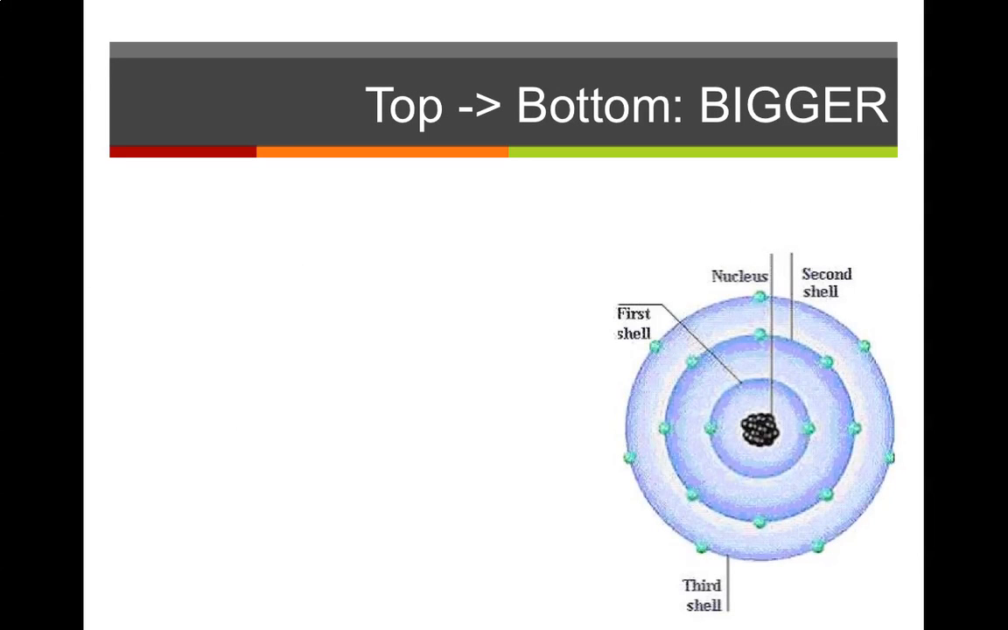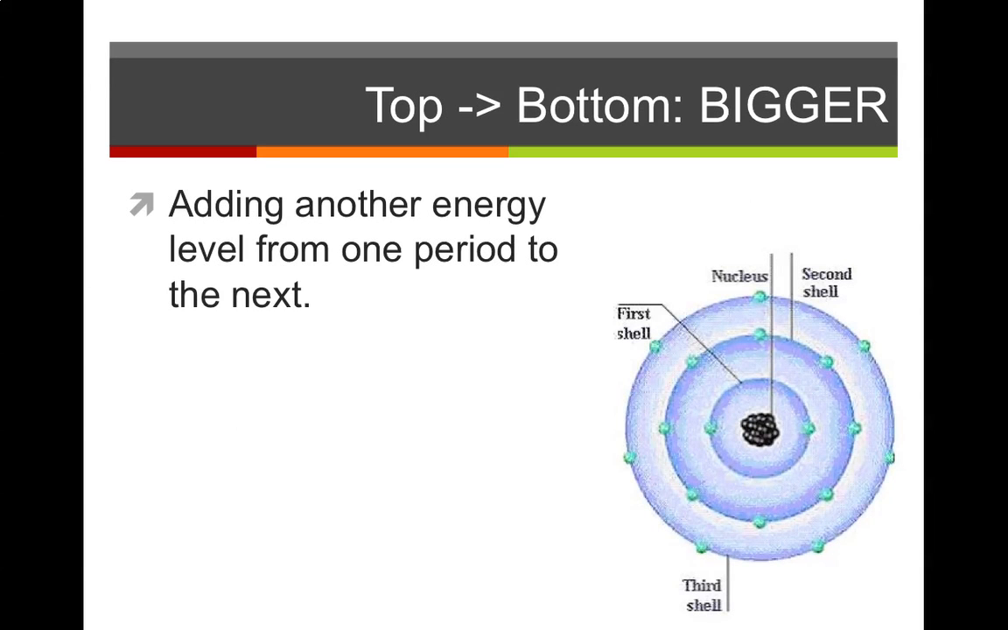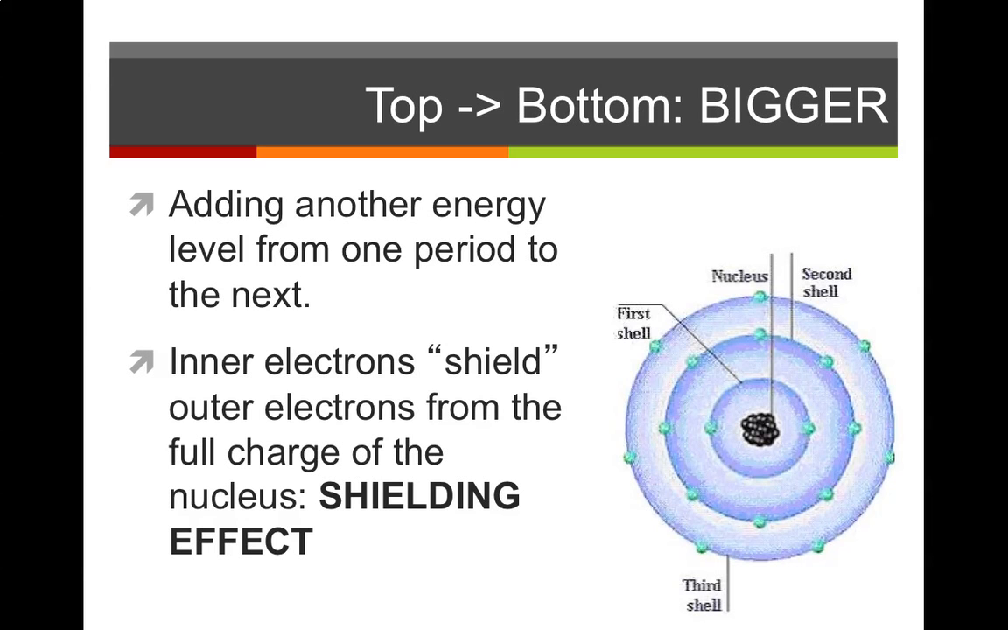As we go from top to bottom, so we're looking at one of the columns or one of the families, we're getting bigger. And that's because we're adding another energy level as we go from one period to the next. So if I look at the alkali metals, lithium to sodium, sodium's going to be bigger because I'm adding that extra energy level, so I'm going out further from the nucleus. I'm into the third energy level now, so I'm further from the nucleus.